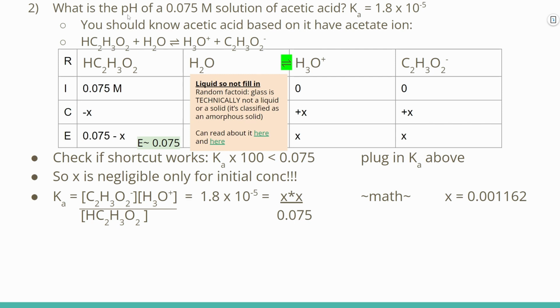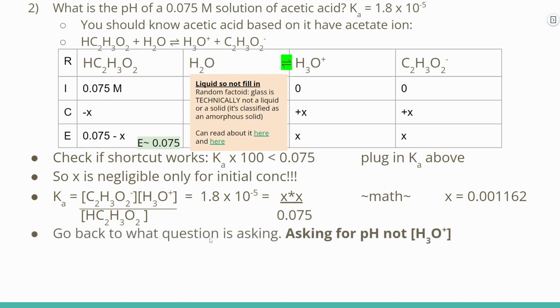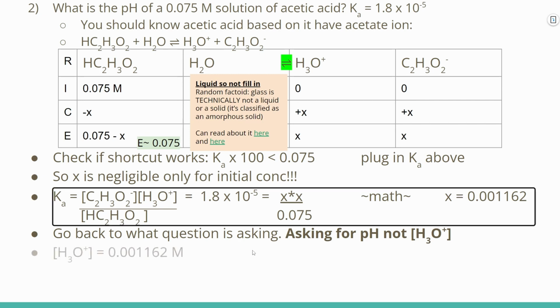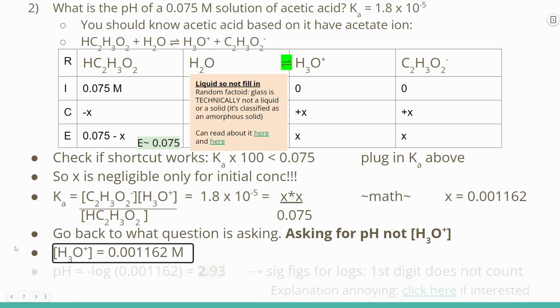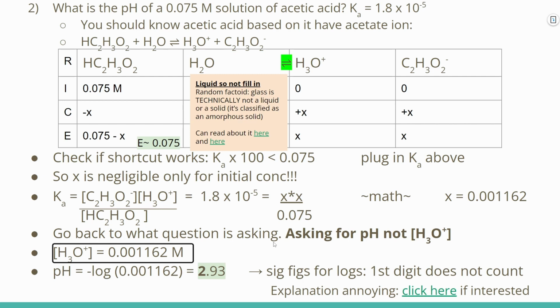Now, does that actually solve our problem? We read the question again. It says, what is the pH? We just solved for X, which is just the concentration of H3O+. So we need to do a little bit more. It's asking for pH, not the concentration of hydronium. So we have to do the other step, which is to take this concentration and plug it into the pH formula that's on our constant equation sheet. It's just negative log of that concentration, and I get 2.93.